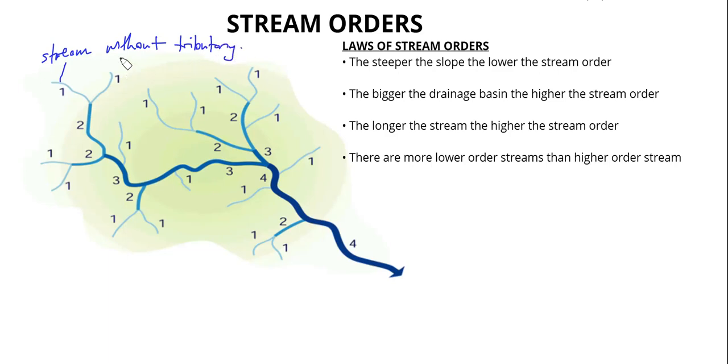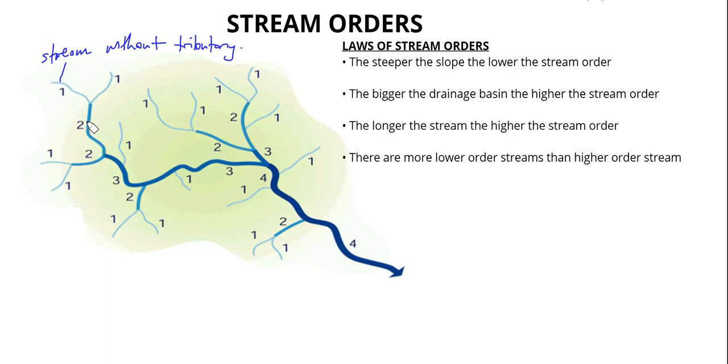So this falls under stream order 1. Stream order 1, the stream does not have a tributary. But once we have tributaries joined together, we now form what is called a stream order 2, meaning we've got stream order 1 and stream order 1 joining together. Then here we have stream order 1 and stream order 1 joining together, and you form stream order 2.